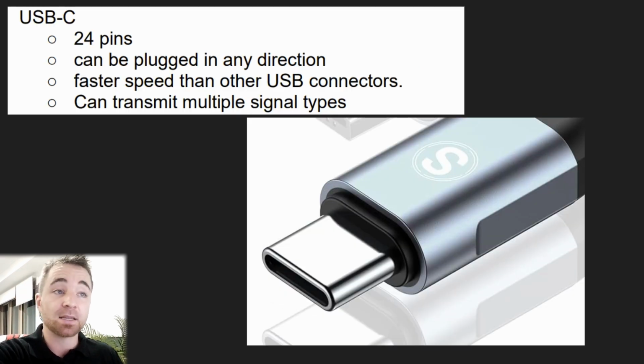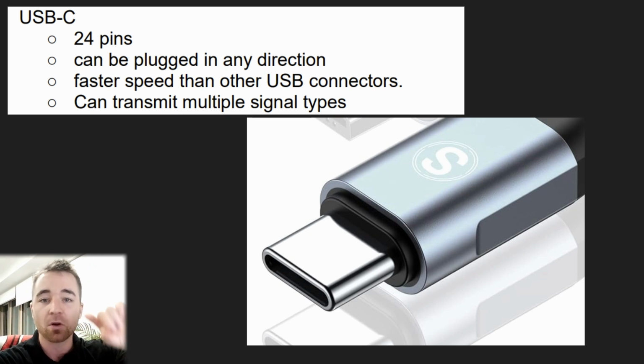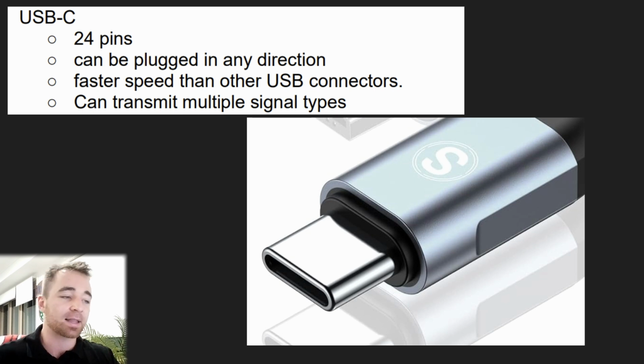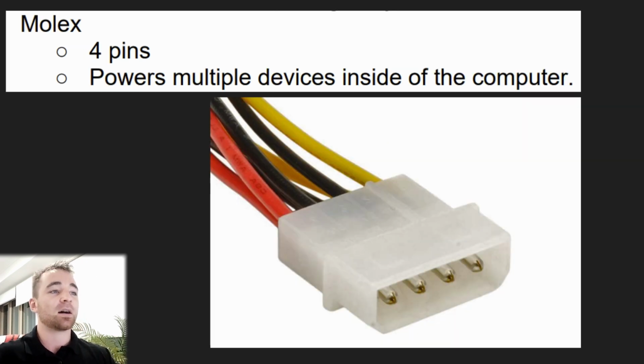And then the USB-C is 24 pins. This is revolutionary because it can be plugged in any direction, upside down or not upside down. But which way even is upside down? USB-C doesn't know, and it doesn't need to because it doesn't care. It can be plugged in anyway. It has a faster speed than other USB connectors and can transmit multiple signal types. Okay, USB-C looks like that. Molex powers multiple devices inside the computer.